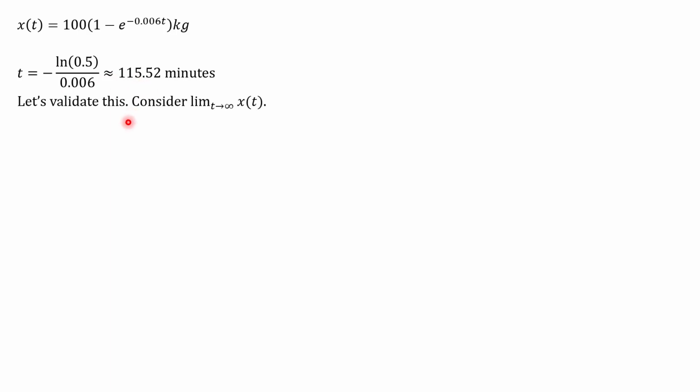And now let's see, can we validate this? So let's consider what happens when time goes to infinity of our x of t function. The limit as t goes to infinity of our function would give us 100 kilograms. If you think about this, it's a negative exponent, so this would be like 1 over e to a positive exponent. And as this gets really large, because t is increasing, that whole fraction becomes 0. So it's just like 100 times 1.